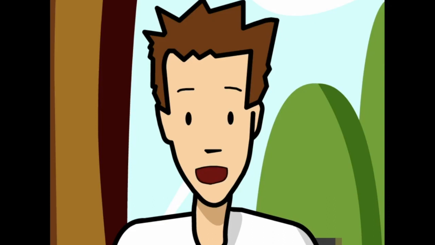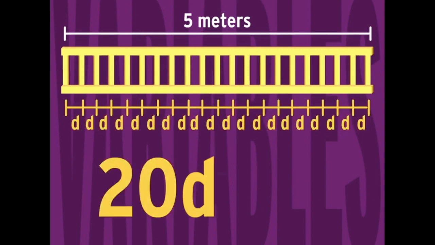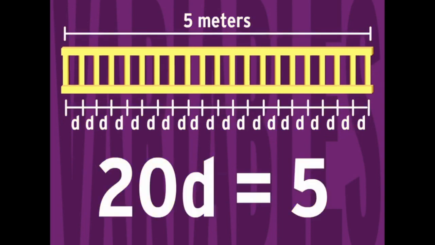Here's where an equation comes in handy. The distance we're trying to find can be expressed as a variable, say d. It's the value that we don't know. With 21 slats, it takes 20 of our unknown distances to make 5 meters. That can be expressed as an equation. 20 times d equals 5.